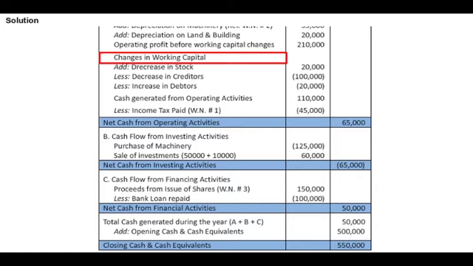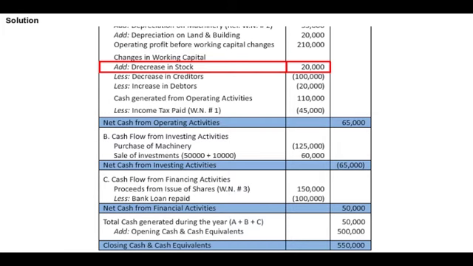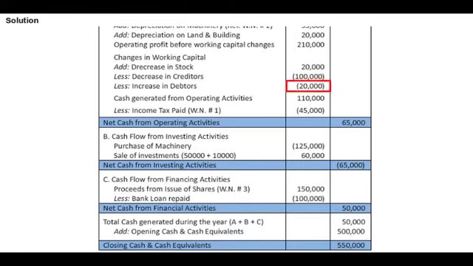So stock 3 lakh has come down to 2,80,000. That means it is an increase in cash, a decrease in the asset, so you will add. Decrease in stock 20,000. Then you have debtors, increased from 4 lakh to 4,20,000. That means it is an increase in asset, so a decrease in cash. So you will deduct 20,000, less 20,000. No other current assets. Cash and cash equivalents will basically be your opening and closing balances.